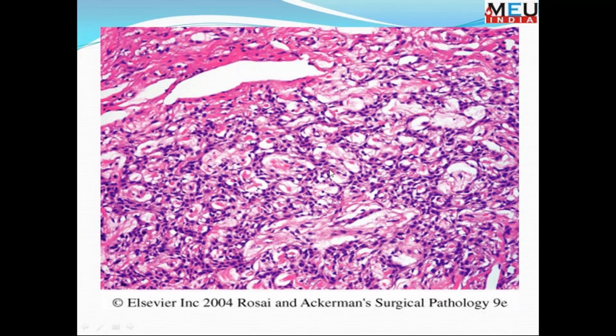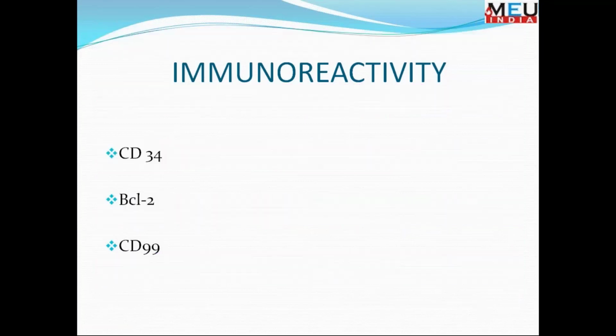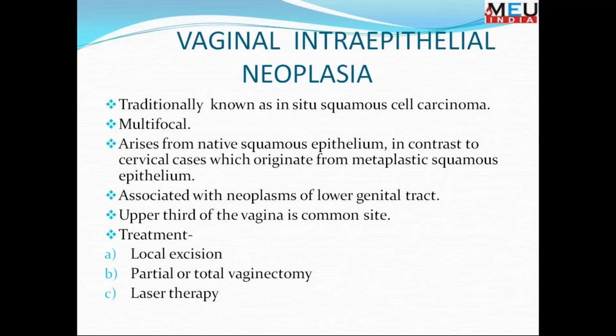Tubulovillous adenoma involves a large number of glands with mucin-producing cells, which are positive for CD34, BCL2, and CD99. These stains are in our setup. Generally, these positivities are there, but mainly with H&E itself, we are able to find them.